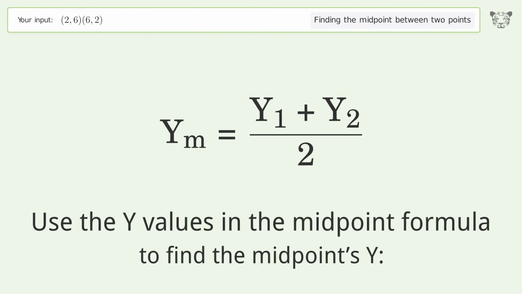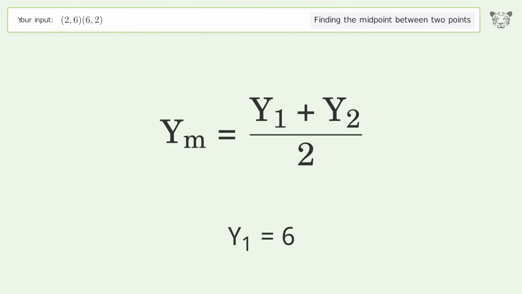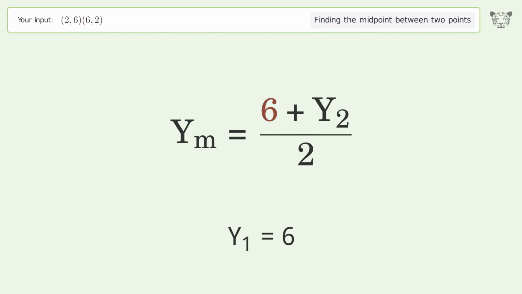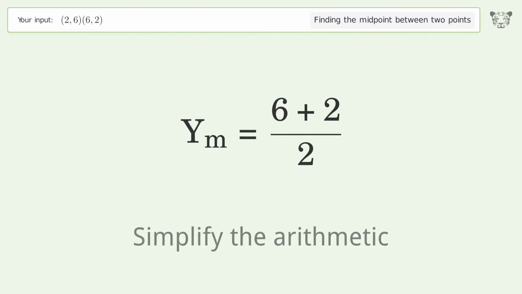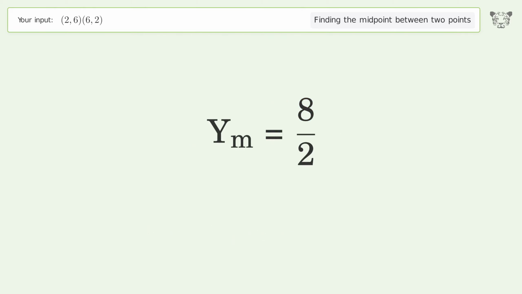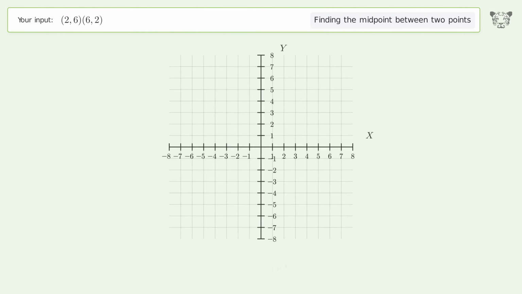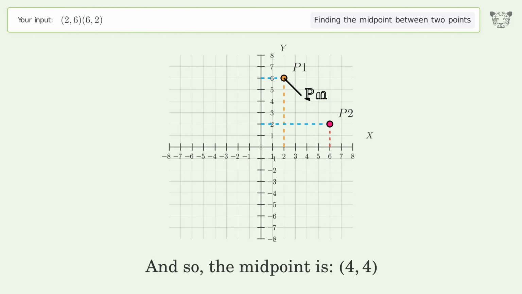Use the y values in the midpoint formula to find the midpoint's y. y1 equals 6. y2 equals 2. Simplify the arithmetic. And so, the midpoint is 4, 4.